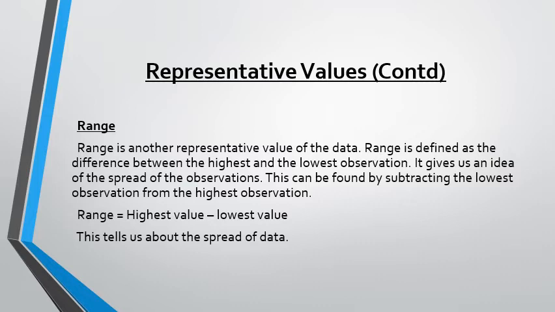And then when we subtract both of them, we get what is known as the range. Suppose a student had got 20 out of 20 and another student had got 1 out of 20. So the highest value is 20 and the lowest value is 1, and the range is 20 minus 1, which gives us 19. That 19 is the spread of the data of the class 7 class test.